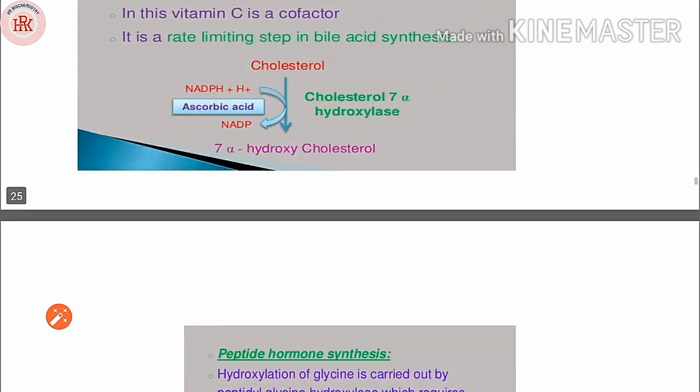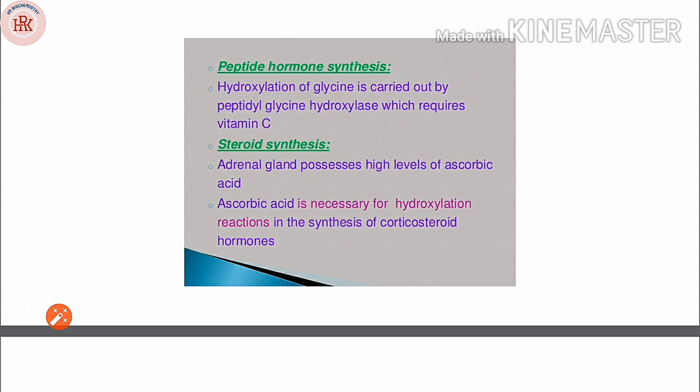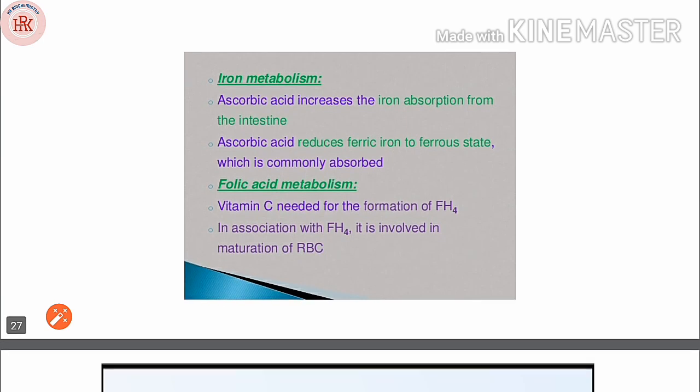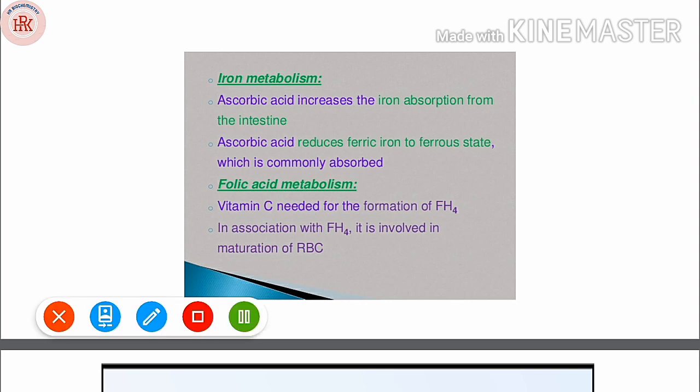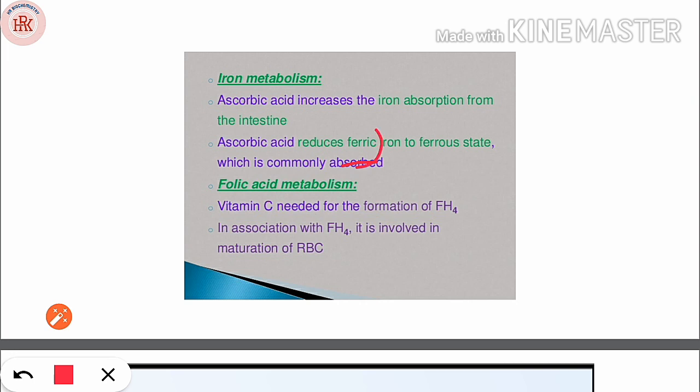Now next coming to hormone synthesis, like peptide hormone synthesis and steroid hormone synthesis, there are also many hydroxylation reactions which require vitamin C. Vitamin C also has a role in iron absorption. How? We all know that iron is absorbed in the ferrous state. Iron present in the diet is in ferric form. This ferric ion is converted into ferrous with the help of vitamin C. By this, vitamin C increases the iron absorption from the intestinal cell.